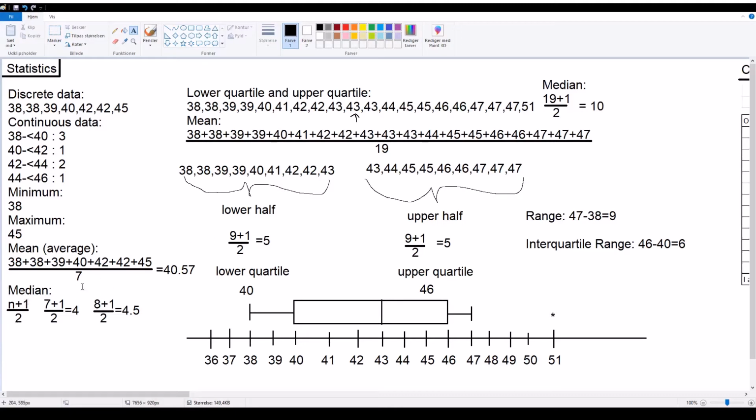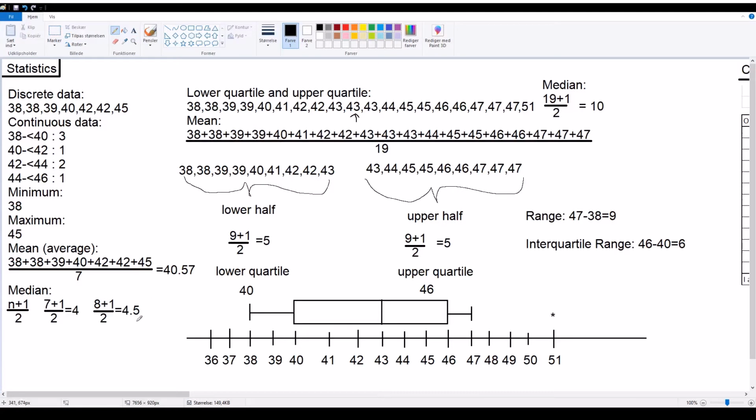Now next you have the median, which is essentially the middle number, and you find it by taking the number of different values in your set plus 1, divided by 2. So for example, in this data set we have 7 different numbers, so you take 7 plus 1 divided by 2 equals 4, and that means that the fourth number in this data set will be the median.